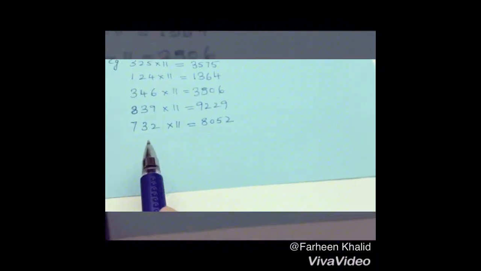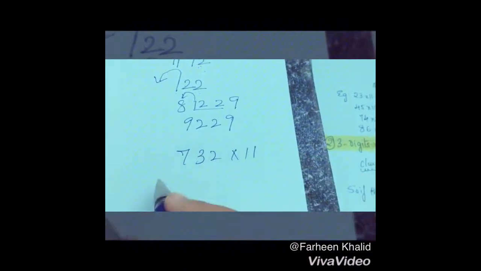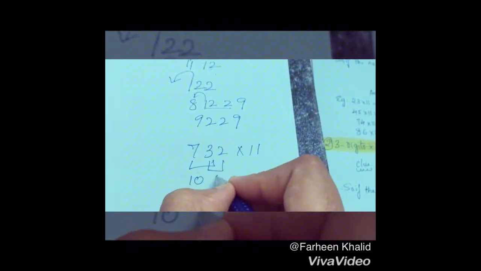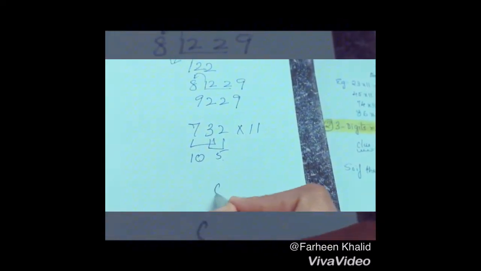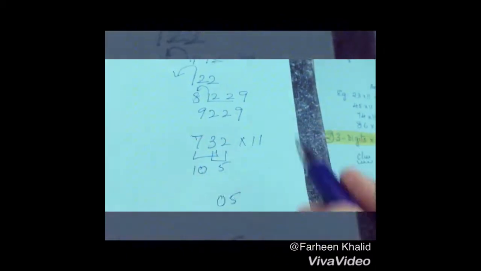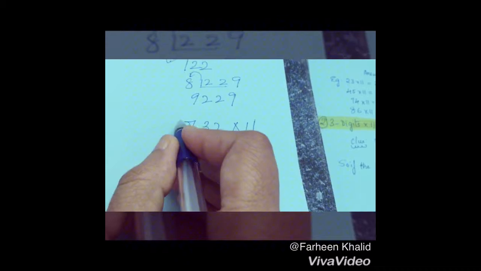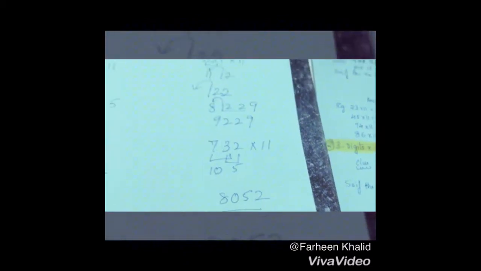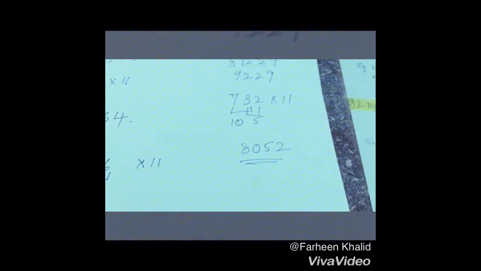Okay, let's take one last example. It's 732 times 11. So 732 times 11. 7 plus 3 is 10, and 3 plus 2 is 5. So we just write the 0 and the 5 in between. And then you have 7 and 2. So you put the 2 here, but to the 7 we have to add a 1, which is 8. So all this, with practice you can do it mentally. You don't have to actually write it down on the paper.